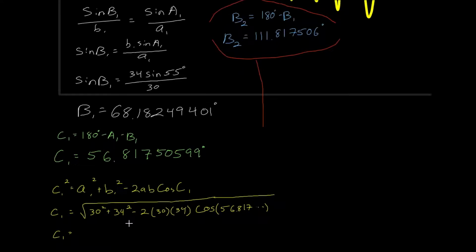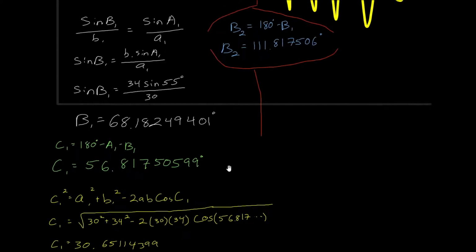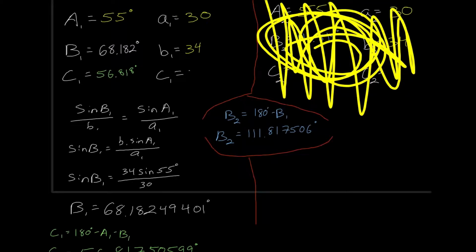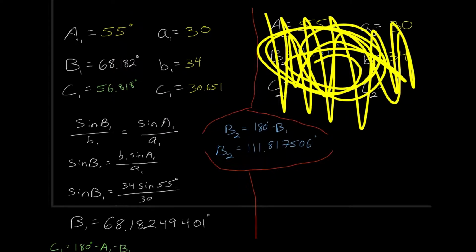So plugging it all into the calculator, you end up with a value of 30.65114399. This is a very long, disgusting number, but we are not going to use that as our answer. I'm just going to round to 3 decimal places, so 30.651. The very last thing I'm going to do is check to make sure that my answer makes sense.